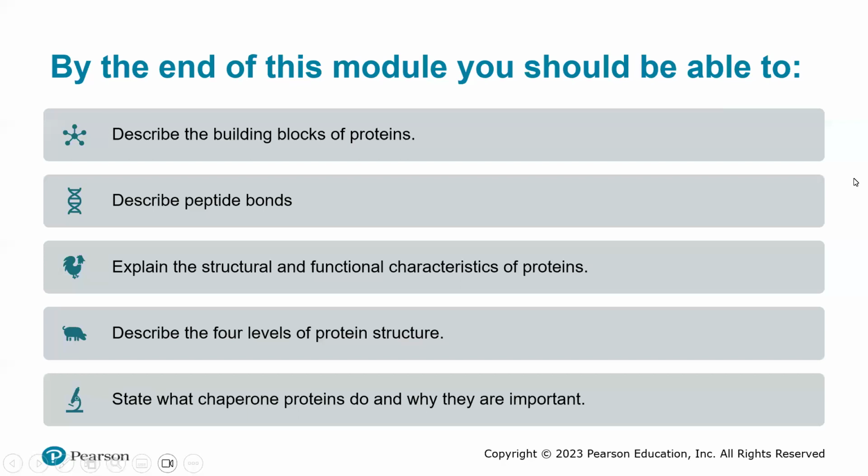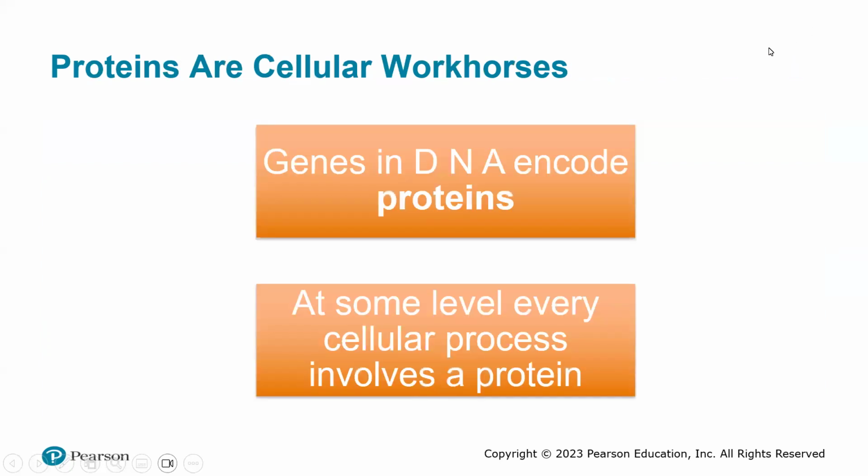do, and why that is important. All right. So proteins are the workhorses of the cell. They do all the work. So our genes that are found in our DNA, which is one of our nucleic acids, they encode for the proteins. And when we think about the processes that go on in the cell, there are proteins involved in all of them at some level.